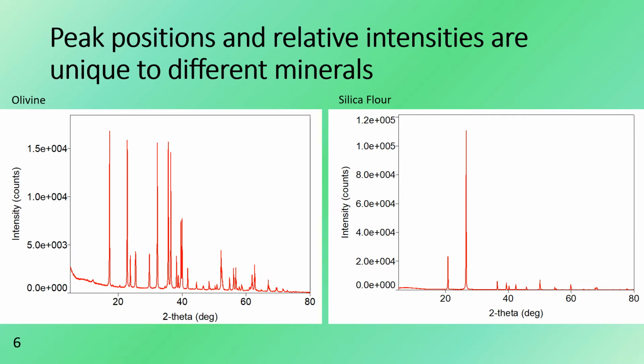I've been talking about these peaks in intensity in the last couple slides, so let me explain a little bit more about what I mean. These 2 graphs show XRD measurement data for 2 different samples, olivine and silica flour. The x-axis is the position of the X-ray detector in the machine during measurement, and the y-axis is the number of X-rays that hit the detector in a given position, so this is intensity in counts. These patterns are unique to different minerals, and the peaks are basically caused by the grains in the sample diffracting the X-rays during measurement.